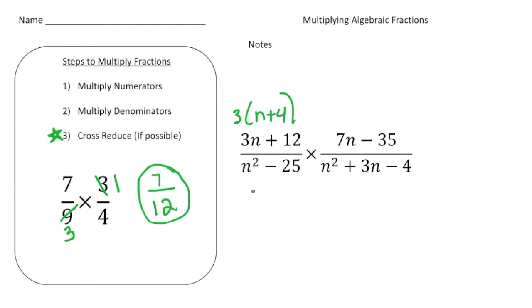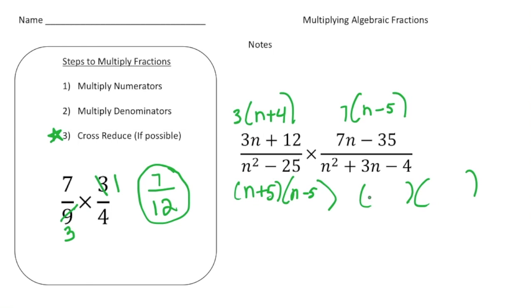Here I have a difference of squares, so it would be n plus 5 times n minus 5. 7n minus 35, I can take out a greatest common factor of 7. So it would be 7 times n minus 5. And this trinomial, I can use reverse FOIL on, right? So I'm going to go with an n and an n, and then a plus 4 and a minus 1.